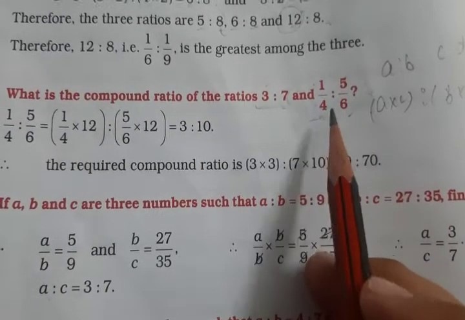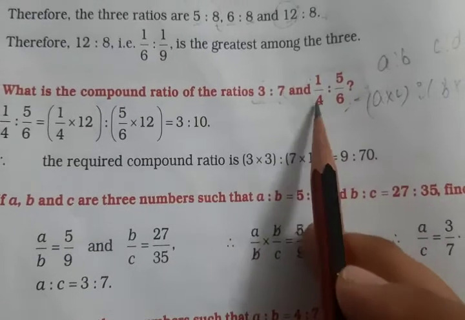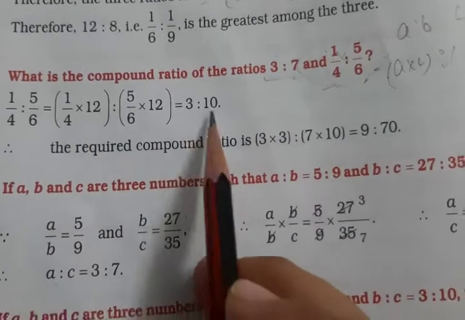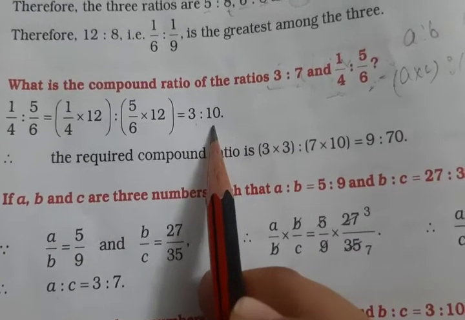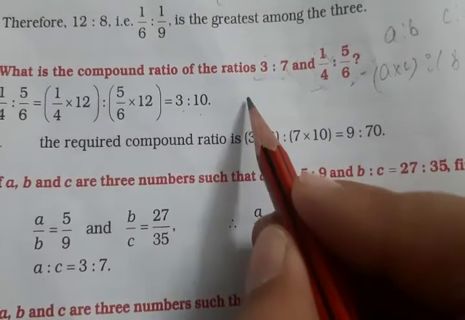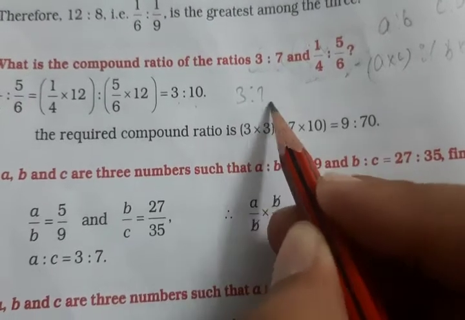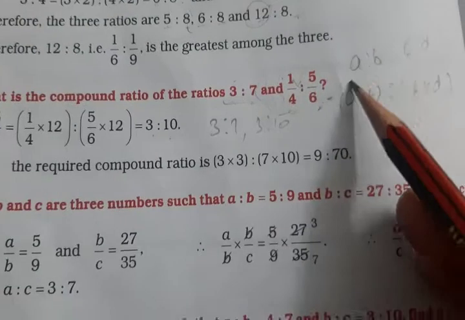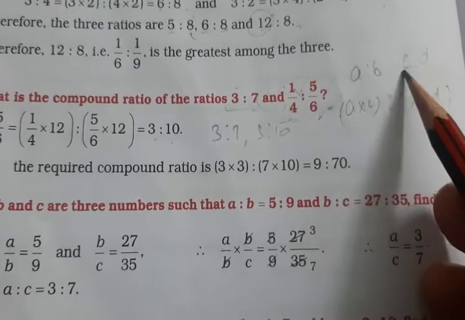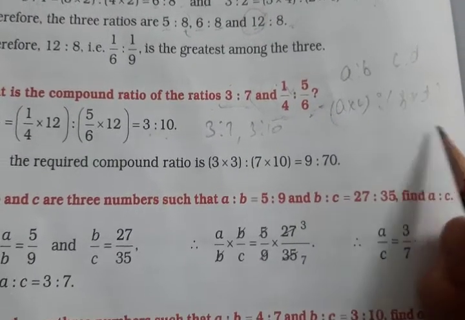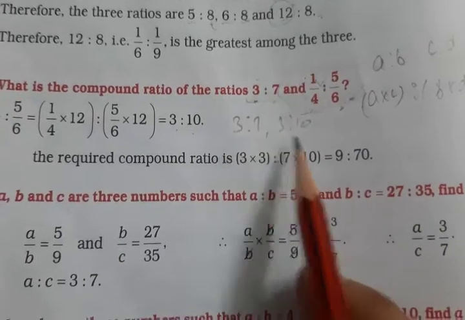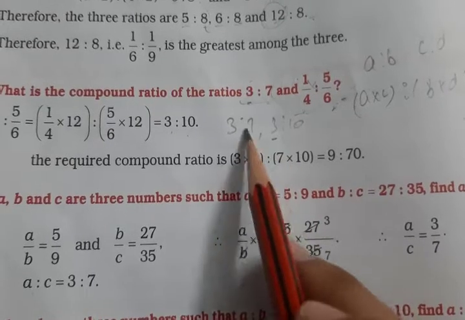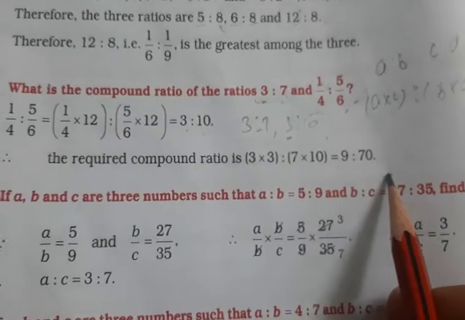The LCM of 4 and 6 is 12. We will get 12 as the LCM of these two, and then we multiply both terms by 12. What we will get is 3 ratio 10. Now how to find it: 3 ratio 7 and 3 ratio 10. Compound ratio is equal to A into B, or A into C ratio B into D. Now in that, A is this and C is this. 3 into 3 ratio 7 into 10, that is equal to this.